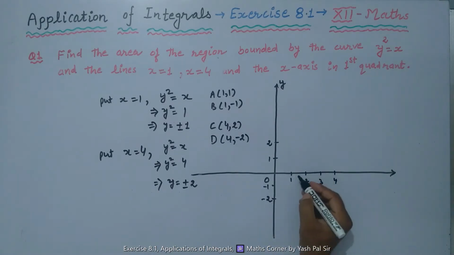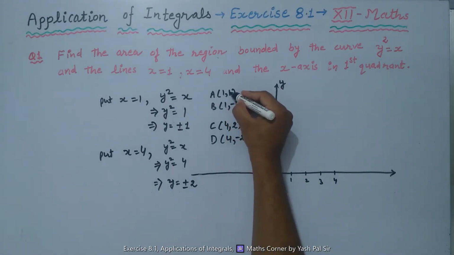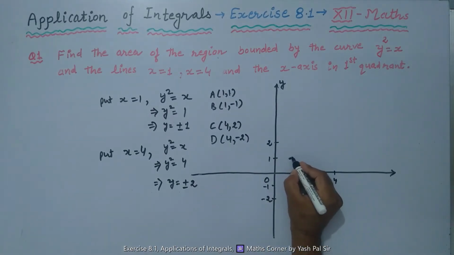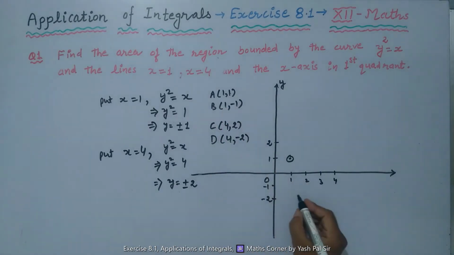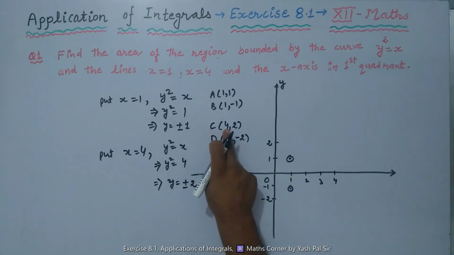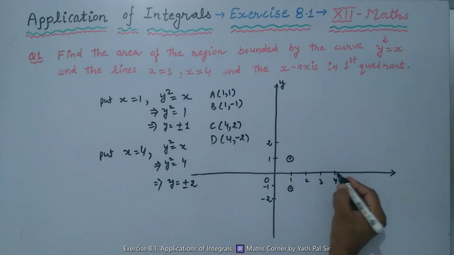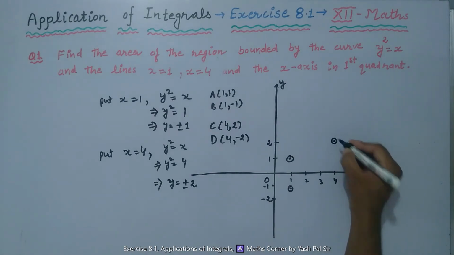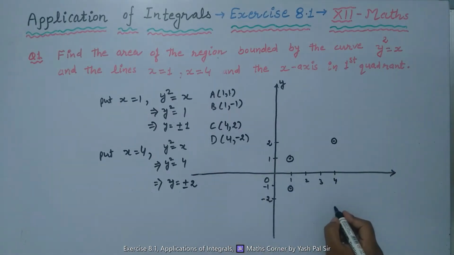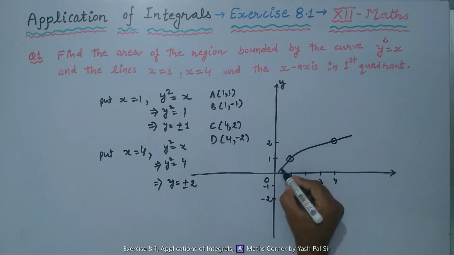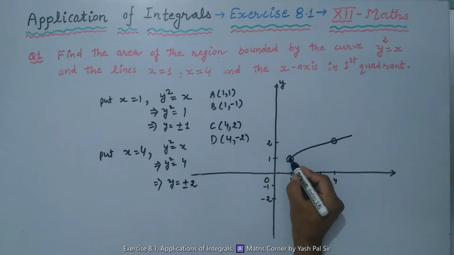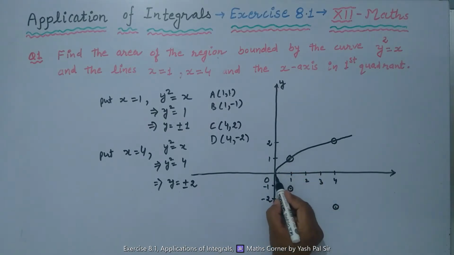So this way, a point means x is 1, y is also 1. This is the point. B point is x is 1, y is minus 1. So this is the point. C is x is 4, y is 2. So this is the point. Similarly 4, minus 2. So this way we have the parabola with vertex at the origin.